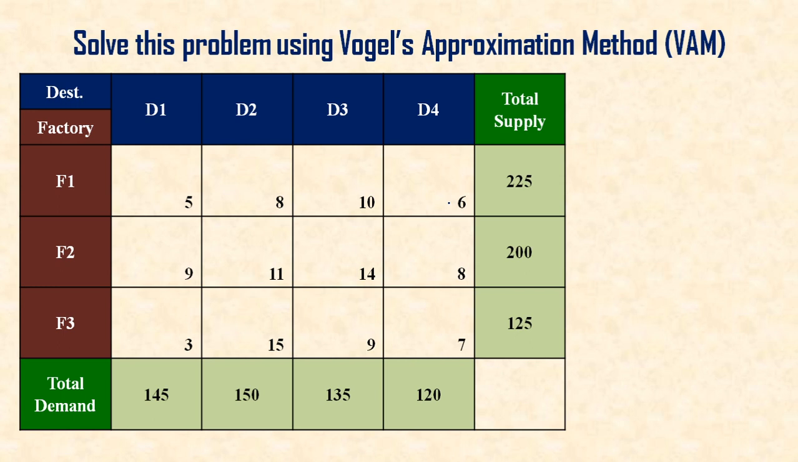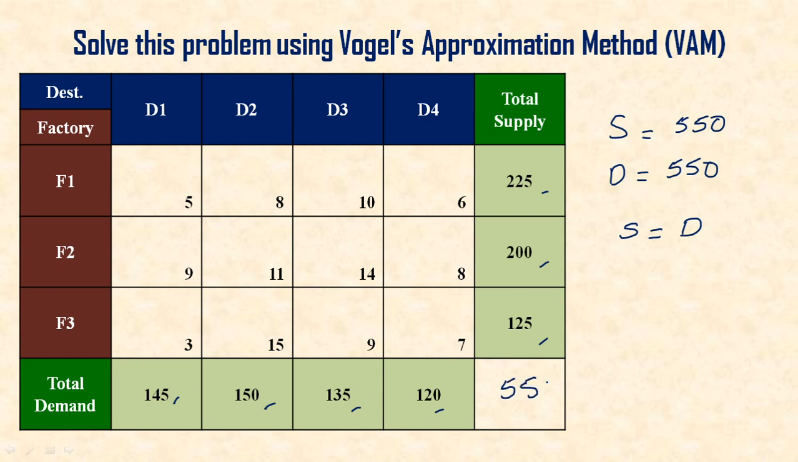Once we start the problem, first we check whether the total supply is equal to total demand or not. In this case, supply is equal to 225 plus 200 plus 125, that is equal to 550, and total demand is equal to 145, 150, 135 and 120, that is equal to 550. So total supply is equal to total demand. That means there is no change in the matrix, so we may continue with this matrix for the further calculation.